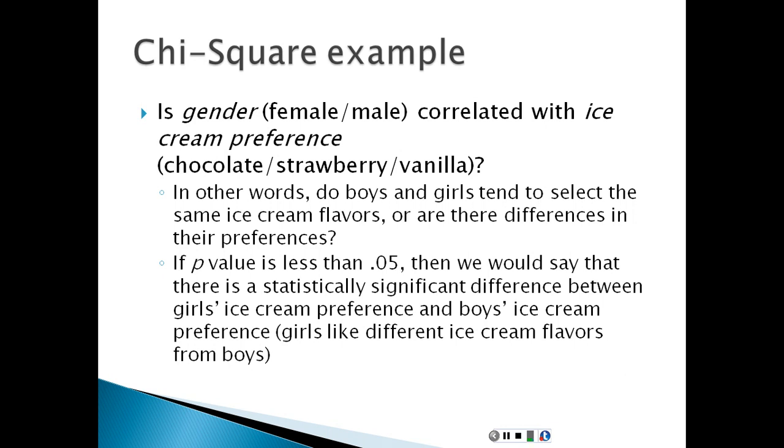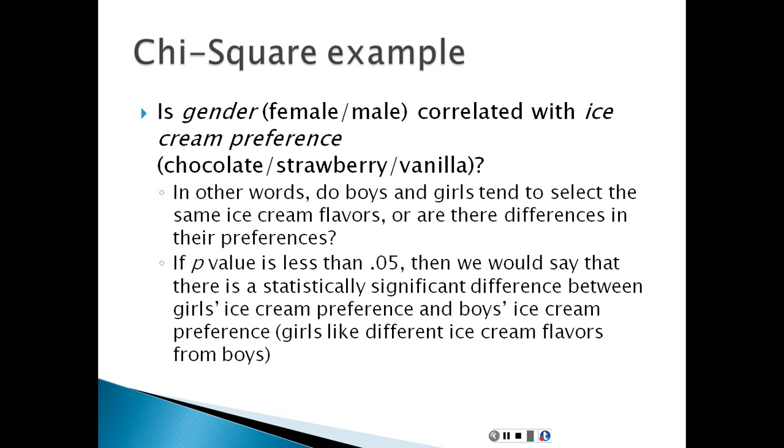So let's look at a question that a chi-square test could possibly examine. So here is a question here. It says, is gender correlated with ice cream preference? So in other words, do girls and boys tend to select the same ice cream preferences, or are there differences in their preferences?